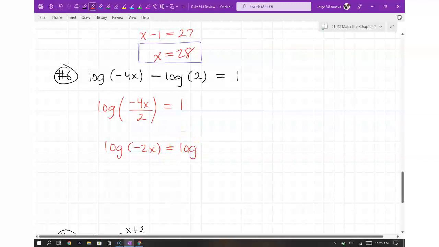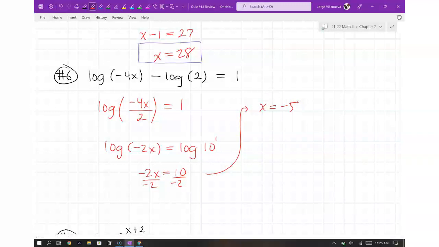what do I write there? 10 to the 1, right? 10 to the first. So negative 2x is equal to 10, because they both have logs. So that means I can just set the insides equal to each other. If you divide by negative 2, you'll find your answer of x equal to negative 5. Will negative 5 work? Now I only got to check it on the left side, the negative 4x. So negative 4 times negative 5, that's a positive 20. So that's good. That works. The check step will work. So here we go.